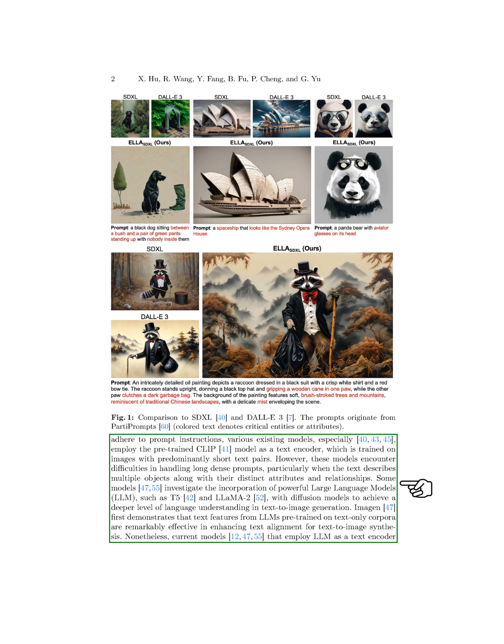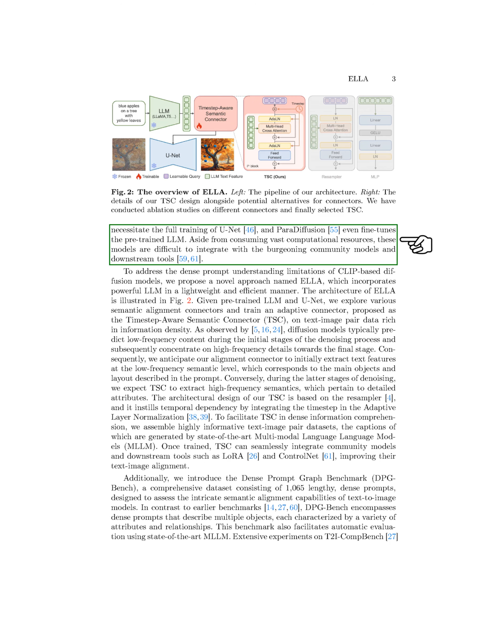Many existing models use the CLIP model as a text encoder, which is trained on short text pairs. However, they struggle with long and complex prompts describing multiple objects with various attributes and relationships. To address these limitations, some models combine large language models, LLMs, like T5 and Llama 2 with diffusion models for better text-to-image generation. Our proposed approach, ELLA, aims to enhance prompt understanding by efficiently incorporating powerful LLMs.